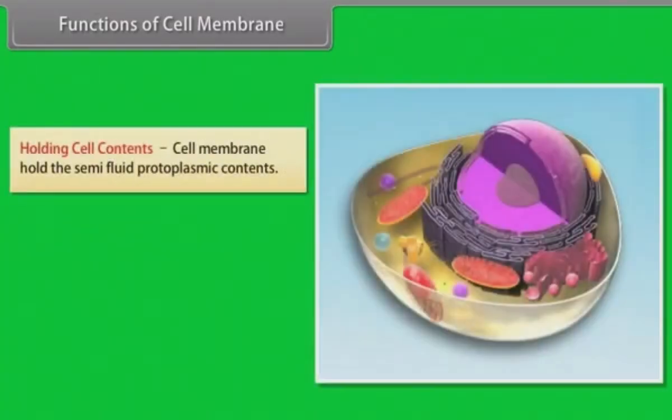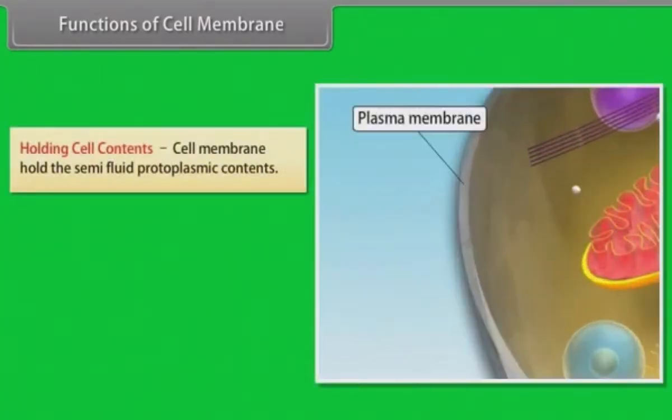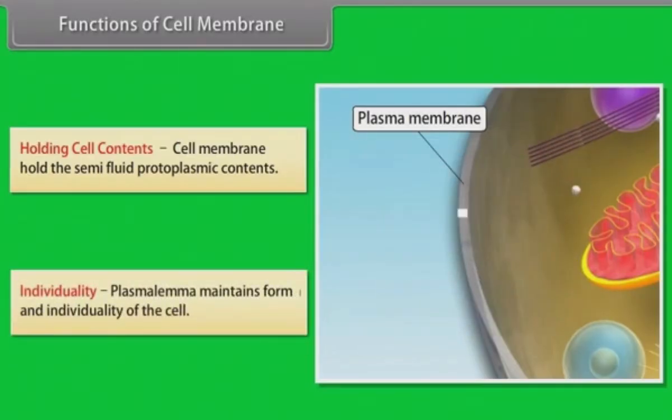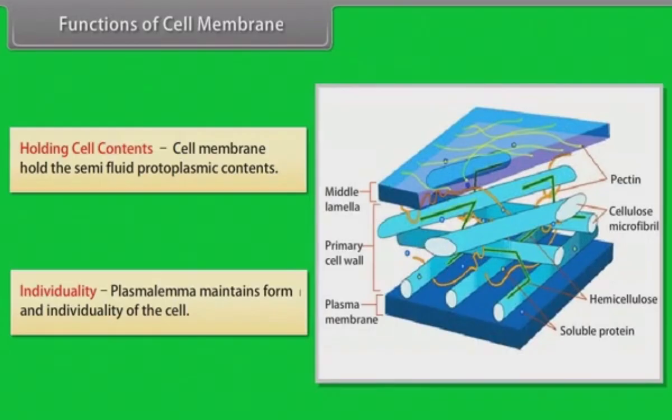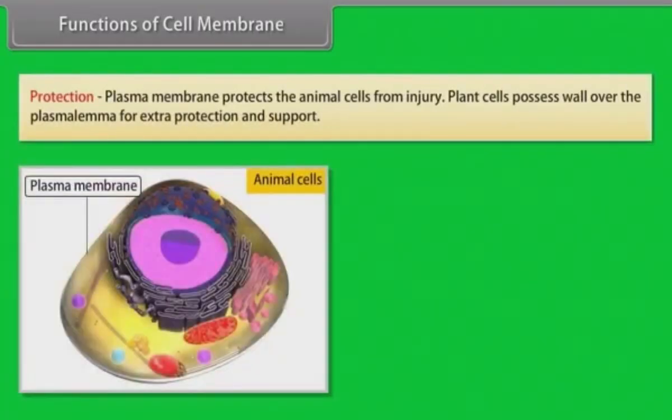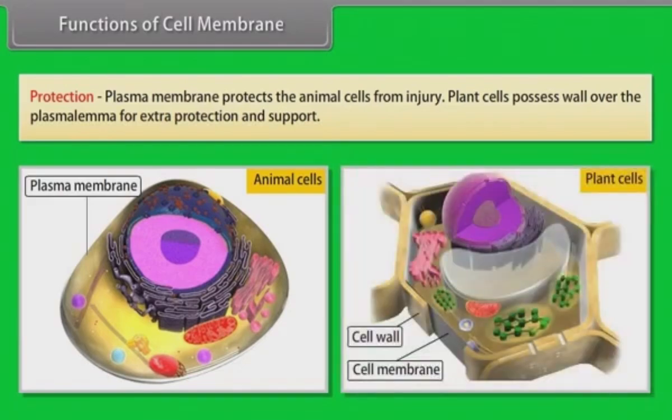Functions of cell membrane. Holding cell contents. Cell membrane holds the semi-fluid protoplasmic contents. Individuality. Plasmalemma maintains form and individuality of the cell. Protection. Plasma membrane protects the animal cells from injury. Plant cells possess a wall over the plasmalemma for extra protection and support.